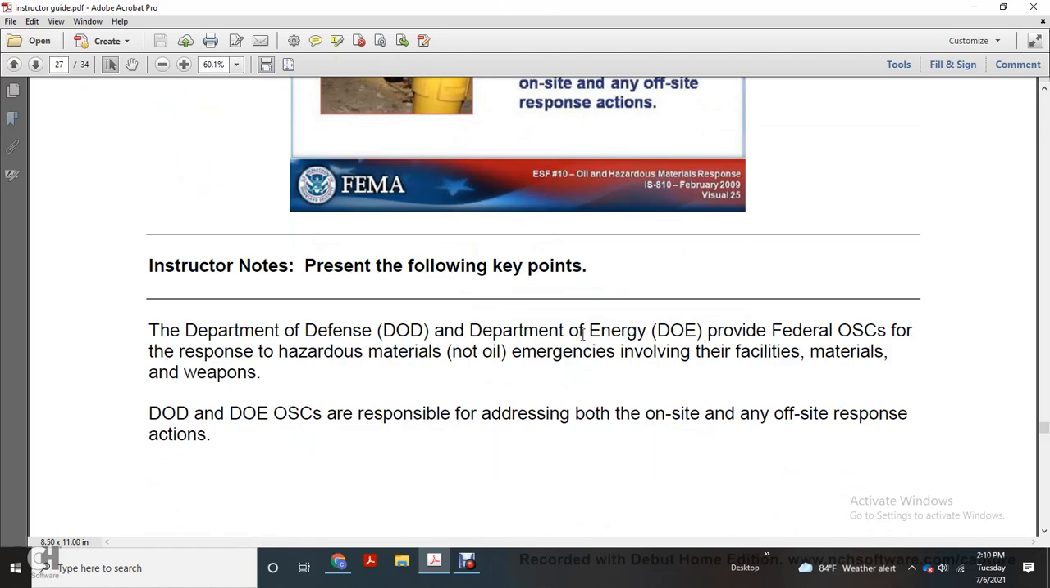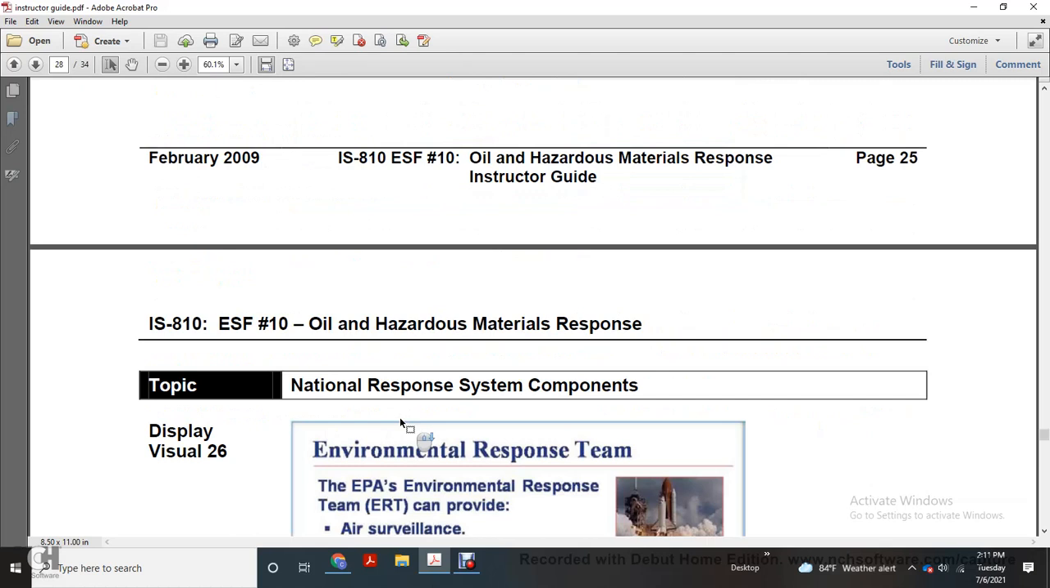Instructions are now presented with the following key points. The Department of Defense and the Department of Energy provide federal on-scene coordinators for the response to hazardous material and oil emergencies involving their facilities, materials, and weapons. These on-scene coordinators are responsible for addressing both on-site and off-site response actions.